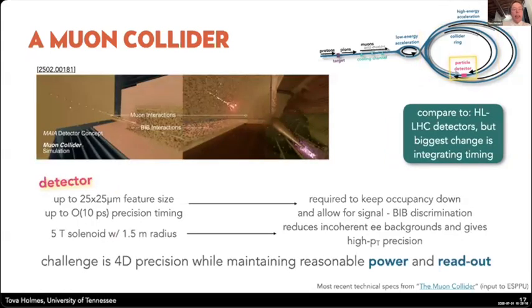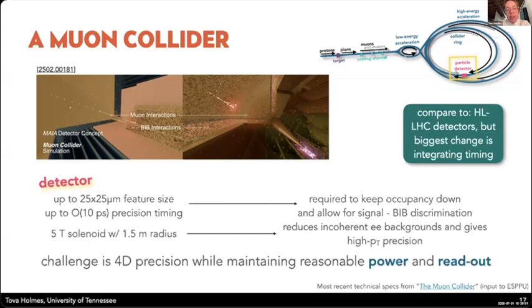And here we have a detector that has to be able to deal with all of these beam-induced backgrounds. One way you do that is by keeping the occupancy down, by creating extremely small feature sizes and also having precision timing so that you can cut out beam-induced background arriving out of time. You also want a 5 Tesla solenoid, which is primarily in order to reduce the incoherent e+e- backgrounds that would hit your first layer of your detector, but also conveniently gives you very good high pT precision for the signal that's going to come out.